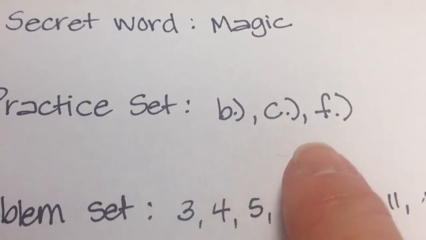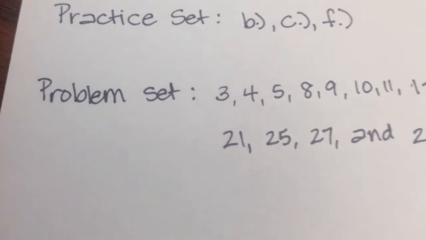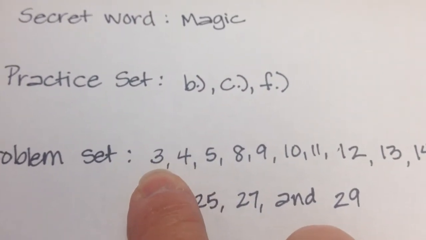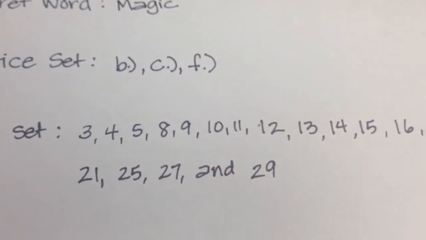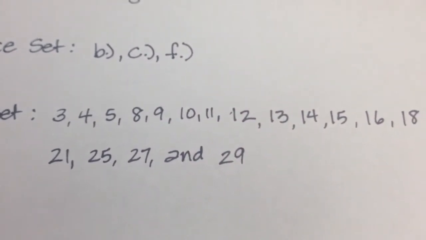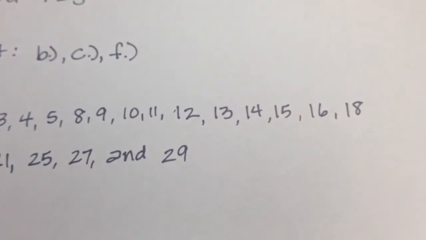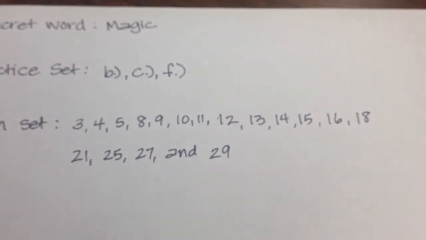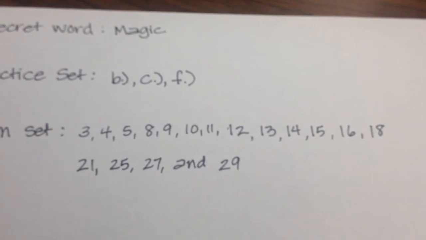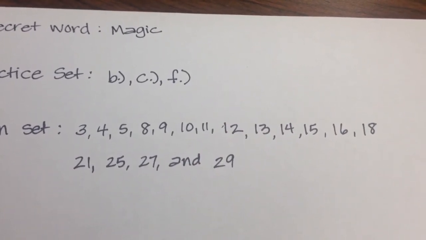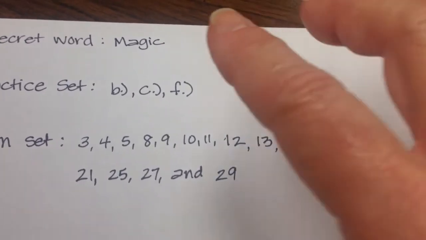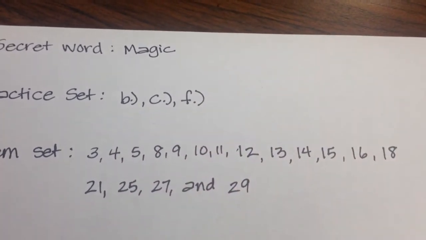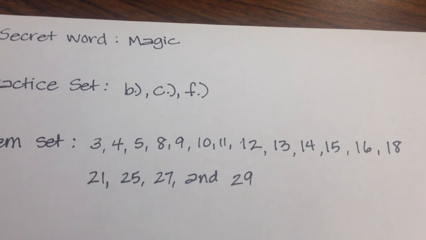Practice set, B, C, and F. Problem set, 2, jeepers creepers, 3, 4, 5, 8, 9, 10, 11, 12, 13, 14, 15, 16, 18, 21, 25, and 27, and 29. All right, please get at least the practice done, if not a few of these before class, and then we can work on it together in class.